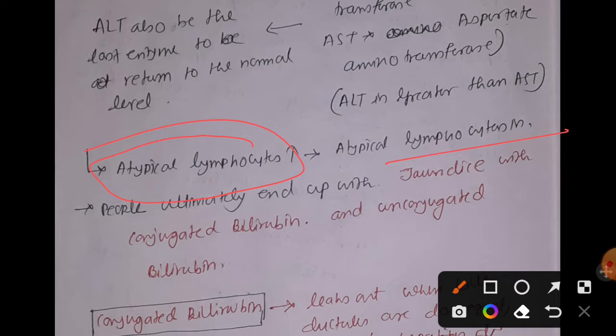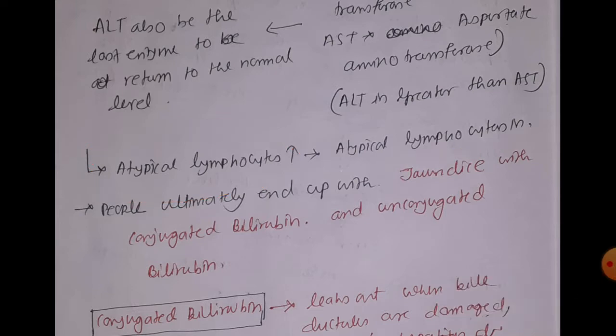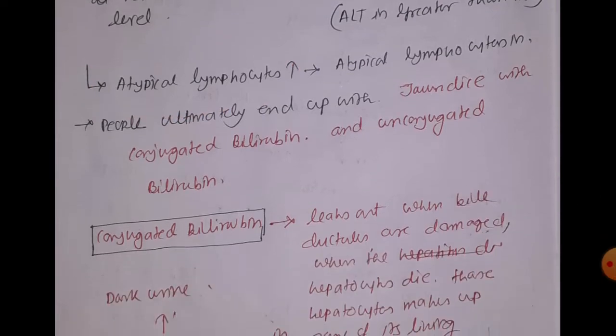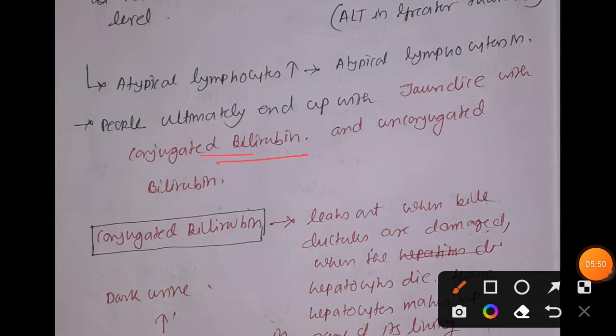Okay, and after that people will end up with jaundice. That is the ultimate stage. Okay, in the acute level. So the amount of conjugated bilirubin and unconjugated bilirubin will also be associated with that jaundice.